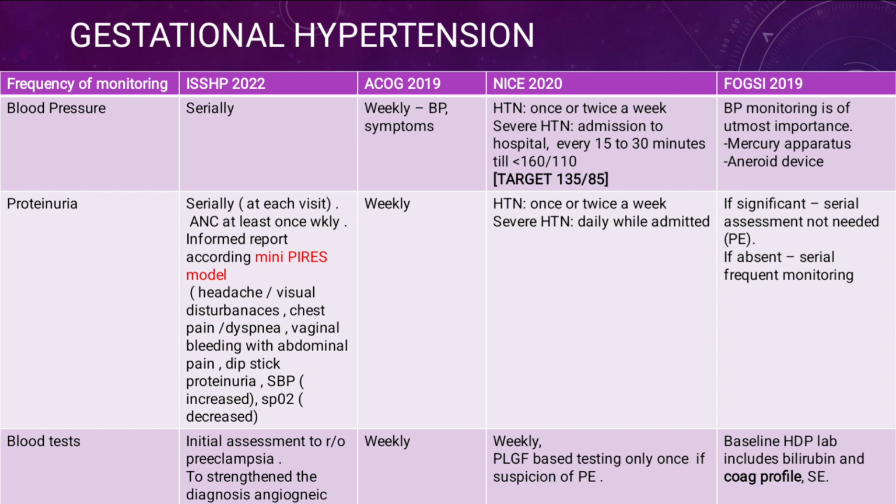Initial assessment is to rule out preeclampsia and strengthen the diagnosis. All the tests you have to do: hemoglobin, platelet count, liver profile, to strengthen the diagnosis. Angiogenic factors also you can do. The proteinuria weekly you have to do. Then as per NICE 2022, for hypertension, proteinuria once or twice a week; severe hypertension daily while admitted. If mild gestational hypertension, once or twice a week; more than 160 by 110, daily while admitted. Blood test weekly, PlGF test once only if suspicion of preeclampsia.